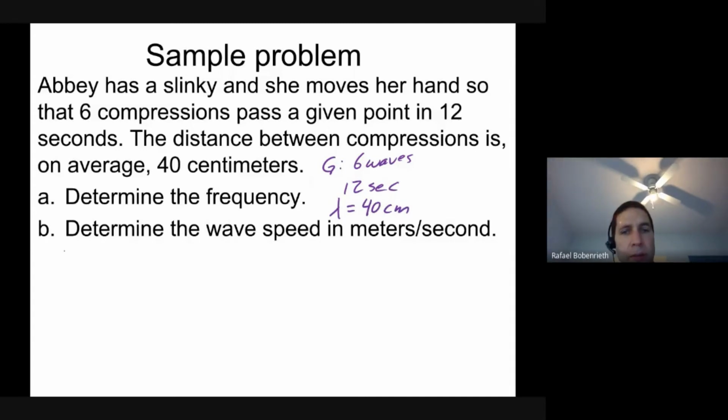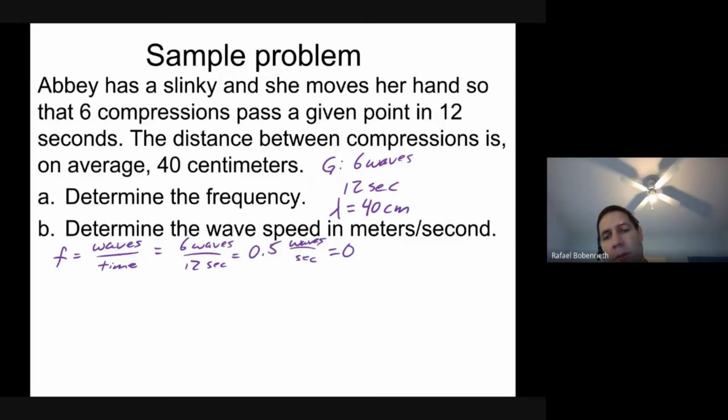So how are we going to figure out the frequency? Well, we know frequency is waves or cycles per time, right? So if we have 6 waves in 12 seconds, that gives us a frequency of, I'm just going to use the decimal, 0.5 waves per second, or 0.5 hertz. Okay, with that in mind, we go to B, the wave speed.